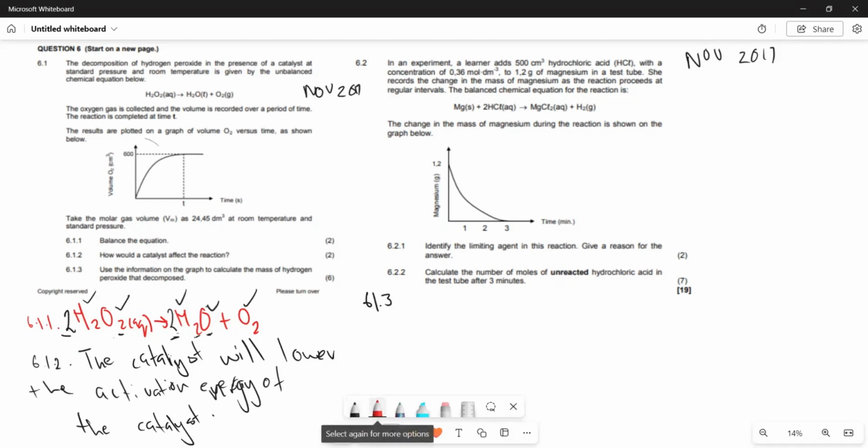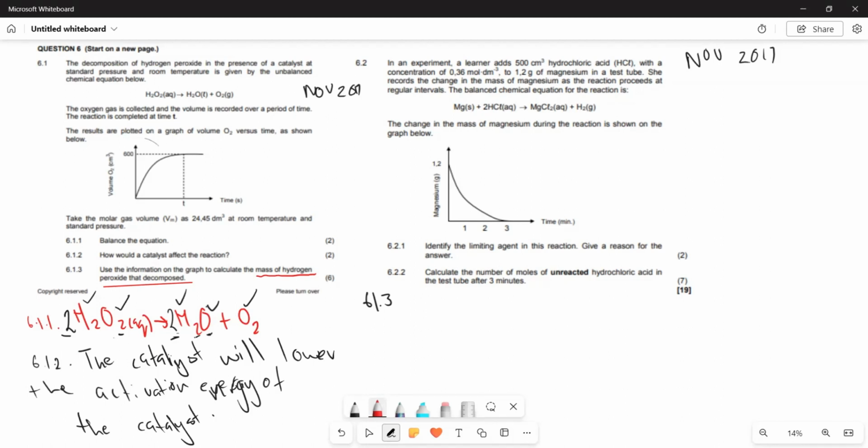6.1.3. Let's get some color here. Now they say use the information on the graph. Calculate the mass of your hydrogen peroxide that is decomposed. So what they want us to do is calculate the mass of your hydrogen peroxide. So now we are going to start here.